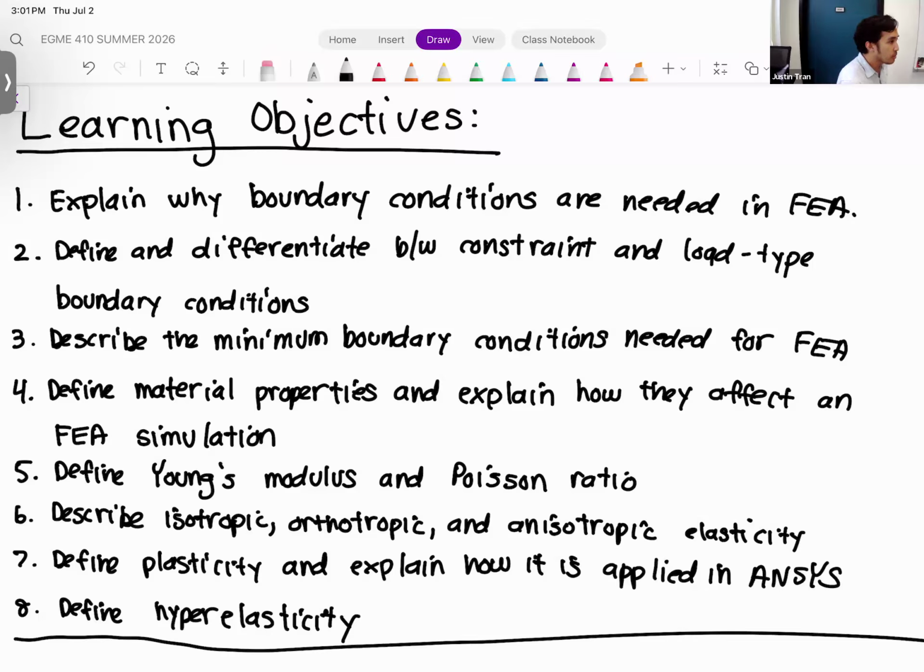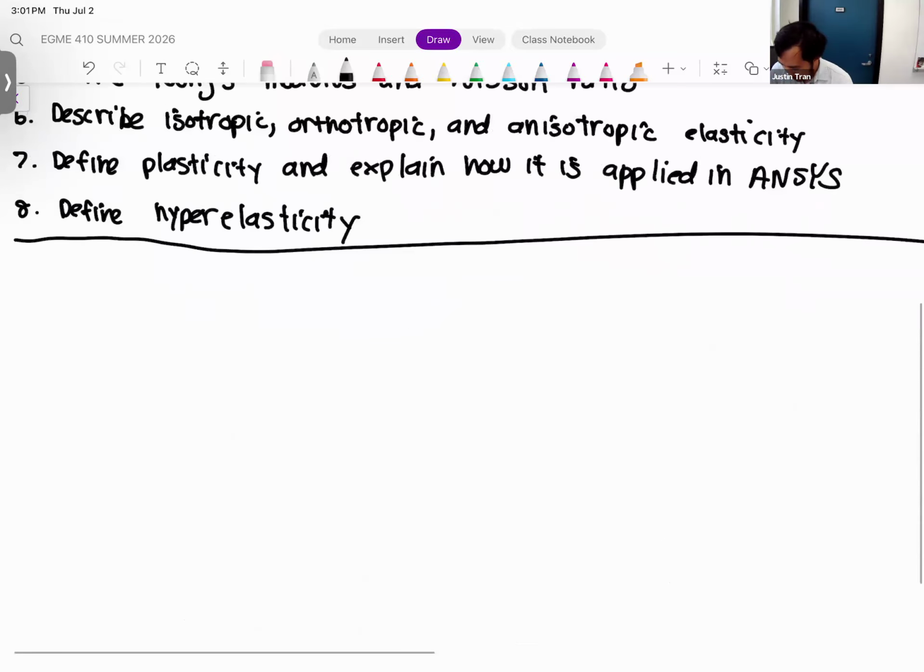Any questions I can answer before we get started for today? Okay, all right, so let's talk about boundary conditions.